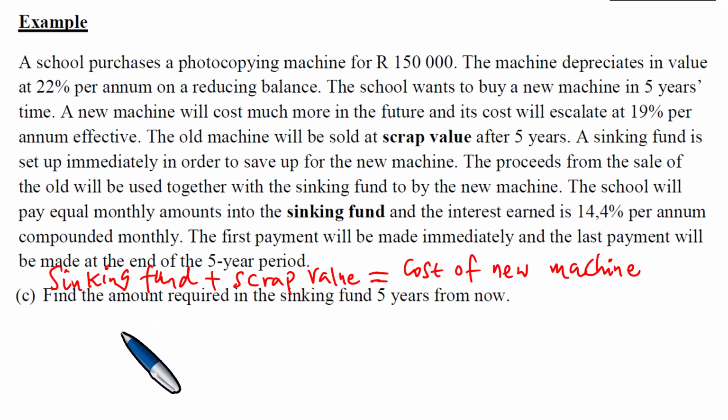We manipulate. In other words, the amount of money we save through the savings account plus the scrap value, which is the money we get from selling the old machine, the old car, we add the two, the savings together with the money we get from selling the old car. So it's sort of the trade-in value. You combine the money you get from selling the old machine and the sinking fund from the savings account, and it becomes the cost of the new machine. So I want to find the amount required in the sinking fund. So we need to find the sinking fund formula.